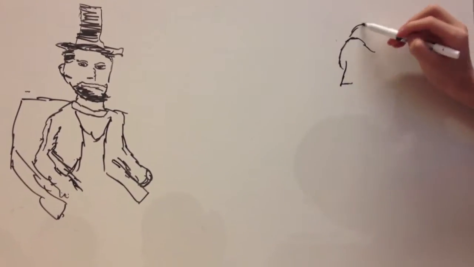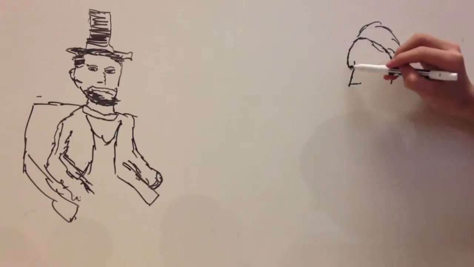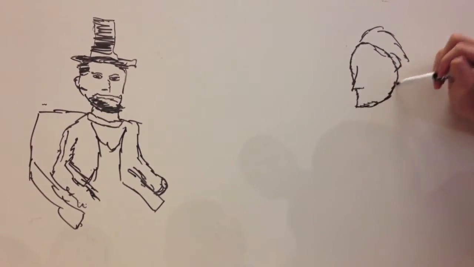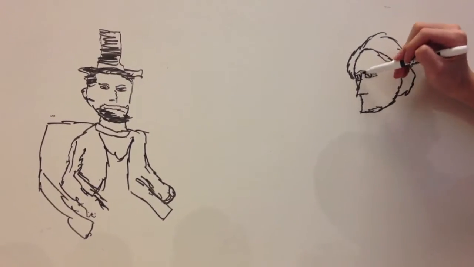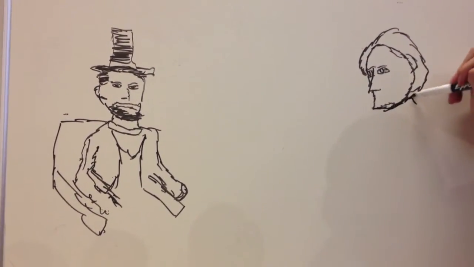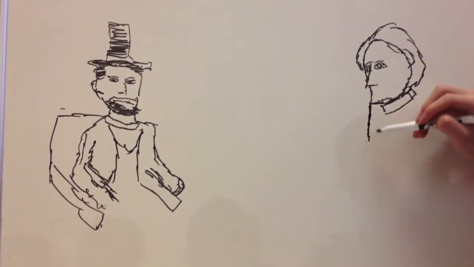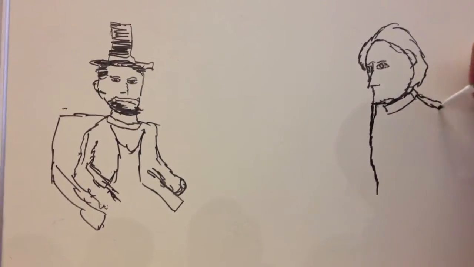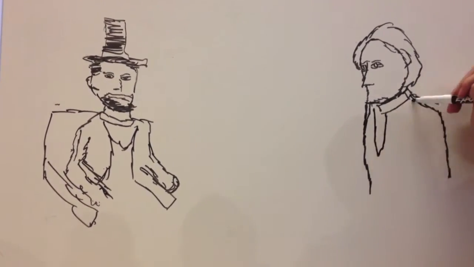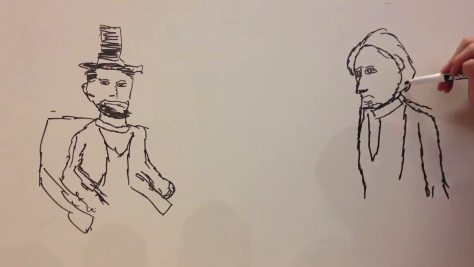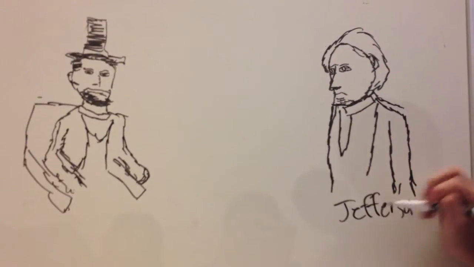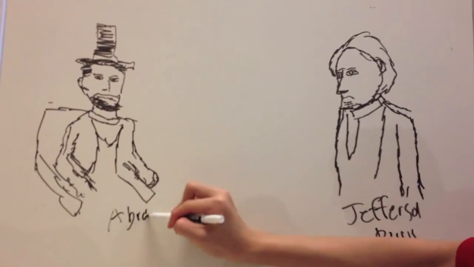On the other side of the country, Jefferson Davis was the president of the Confederacy. He had a very shy, sly, and aloof personality, causing him to not be as good of a leader as Lincoln. These two individuals were major figures in this time period.